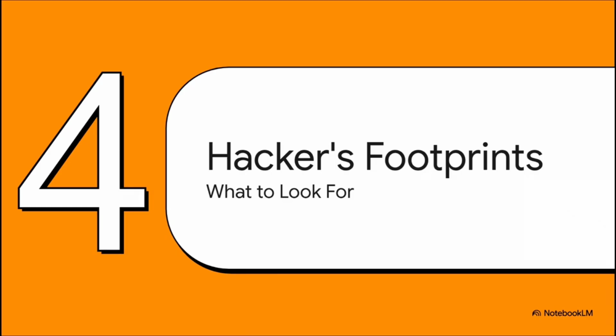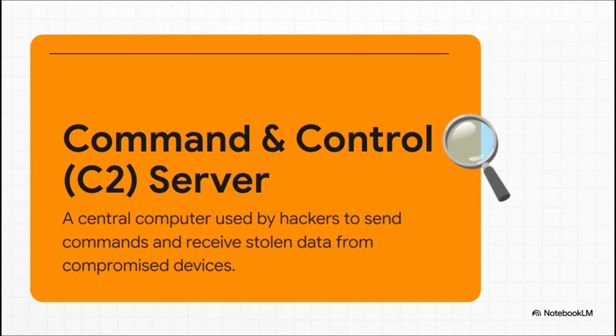All right, we've gathered our data from both the PC and our mobile. Now the real detective work begins, sifting through all that noise to find the hacker's digital footprints. So what exactly are we looking for in all this mess? Before we dig into the clues, you have to understand this one key concept, the command and control server, or what we call a C2. Think of it as the hacker's headquarters.